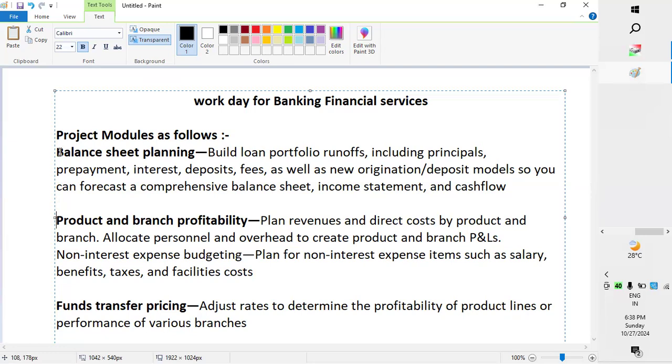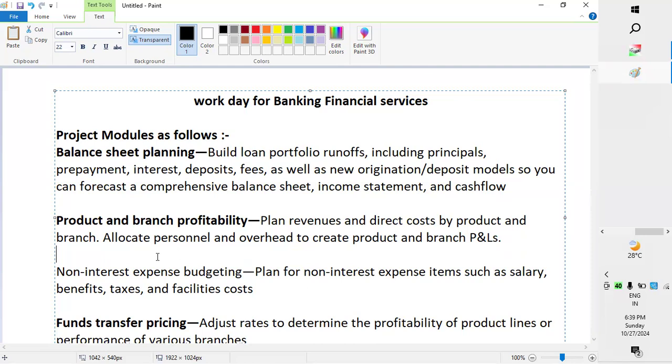This may have some variation, because whatever the revenues are, we are going to plan them. At the same time, there are the direct costs involved, and if you want to allocate any personnel costs or overheads to create product and branch profit and loss accounts, everything comes under product and branch profitability. So if there are any changes you want to make, mostly the changes will be applicable here.